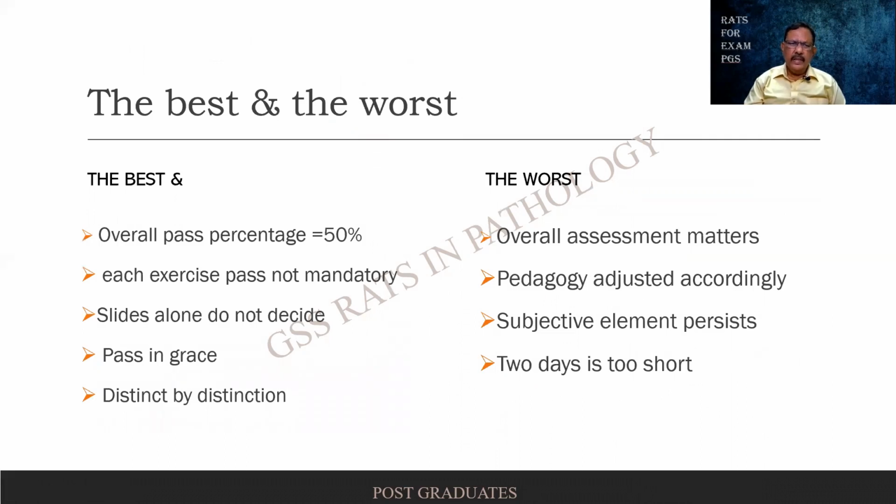What are the best and the worst in the examination? The overall pass percentage is 50. Initially, in the first slide, I had shown you the distribution of the marks. Passing in each exercise is not mandatory. Those days, if we do not do that well in the slides, a student is definitely failed. But here it is not probable. Theoretically speaking, a student can get 0 in a section and still pass the exam. And there is always a chance of passing through grace marks or passing in grace. And secondly, you can always be distinct by getting a distinction.